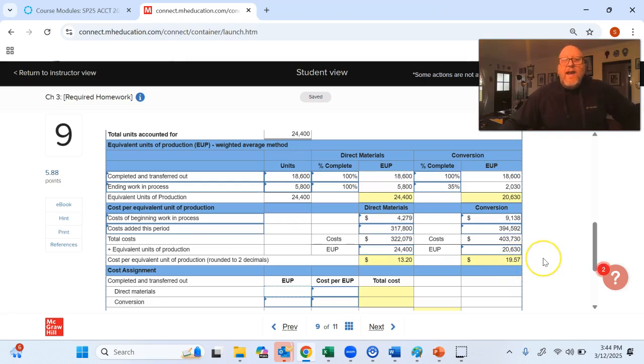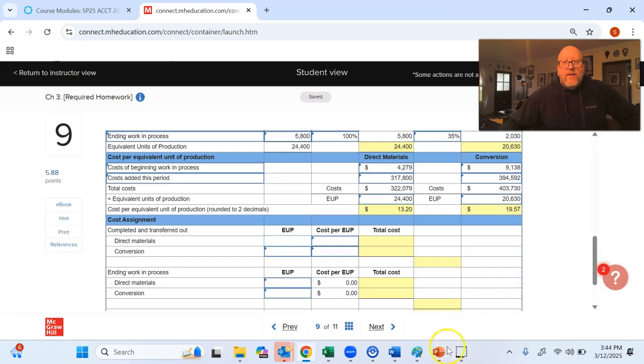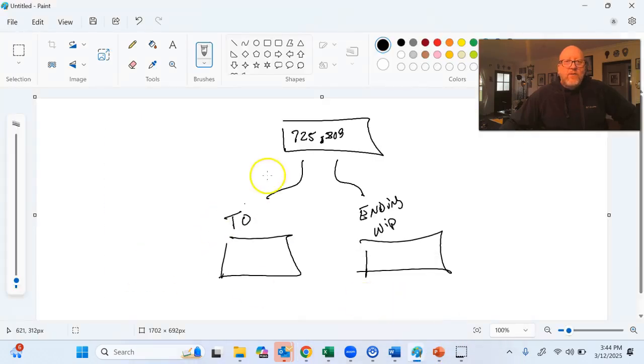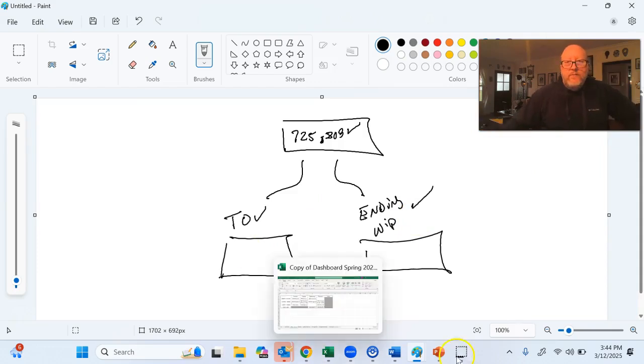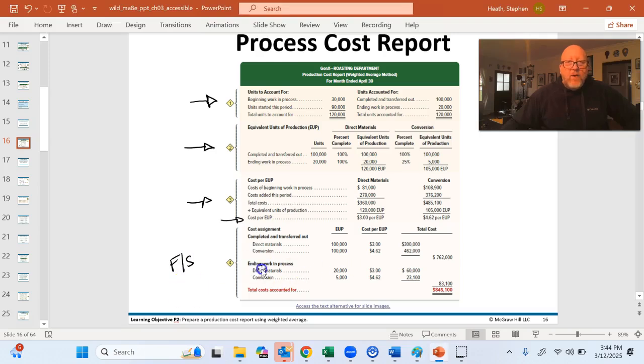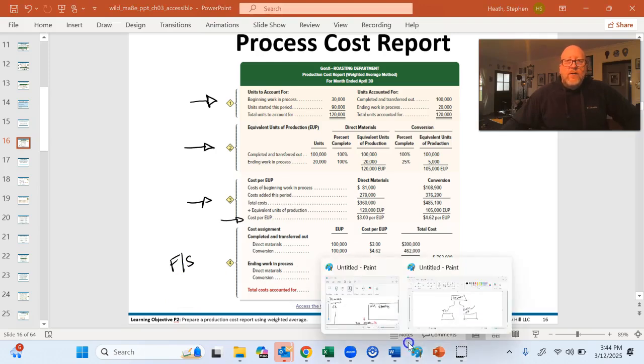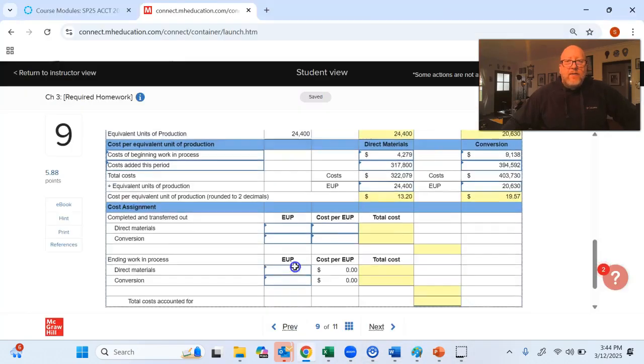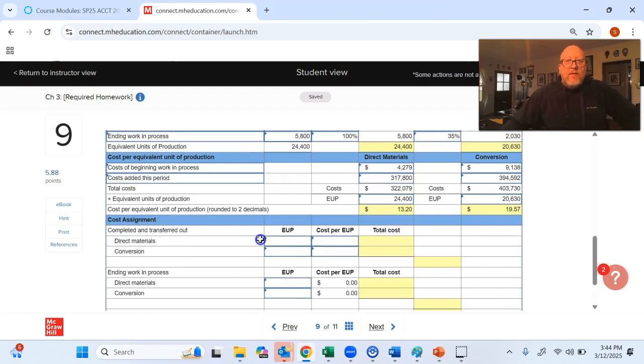Whew. Okay, now we can really start to back into this. Now we're going to take that 725,000 and we're going to put it into transferred out, or it's going to remain in ending inventory. We're doing that last step right here. Let's allocate all of the costs to one of those two buckets. So go back to the question. Okay, completed and transferred out, cost assignment.